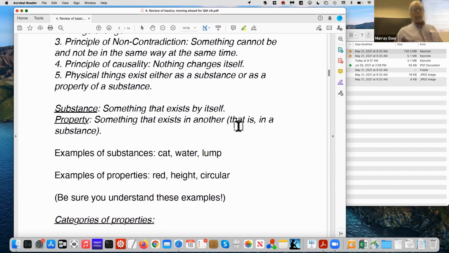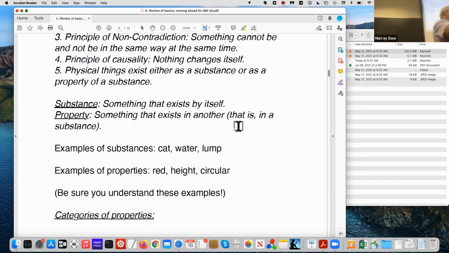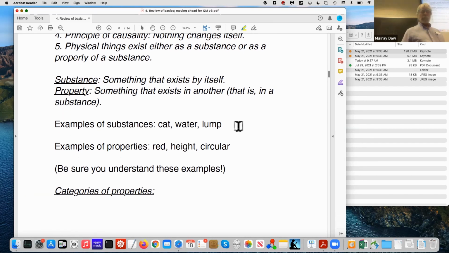Okay, the last one is important. Physical things exist either as a substance or as a property of a substance. Okay, so properties you probably kind of understand, but let's be rigorous about this. A substance is something that exists by itself. A property exists of a substance.